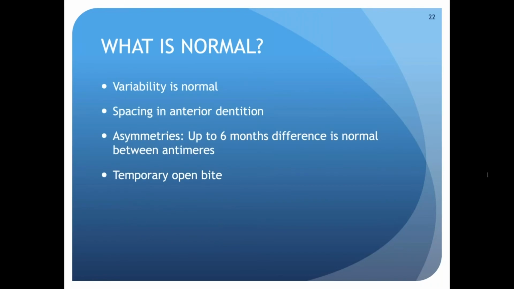So what's normal? I think it's really important to remember in kids that variability is very normal. Again, like I said, the leeway spacing in the anterior dentition is normal and we want that. Asymmetries are also very normal. So if our right upper lateral erupts and that left one's not there, it can be up to 6 months behind. That's normal in antimeres. And having a temporary open bite is also a normal finding in children.